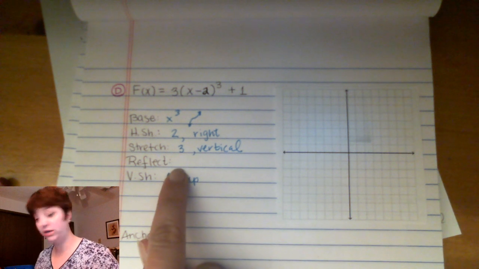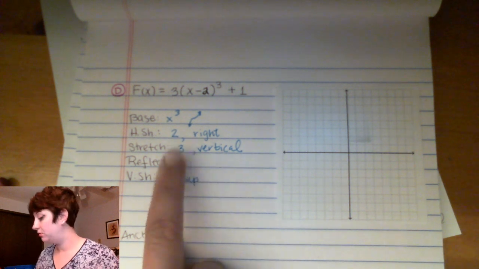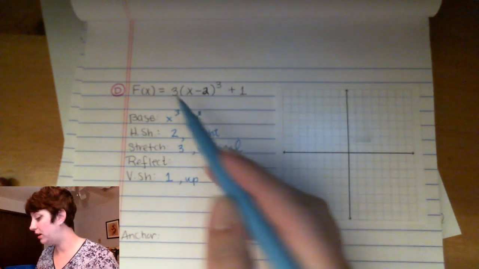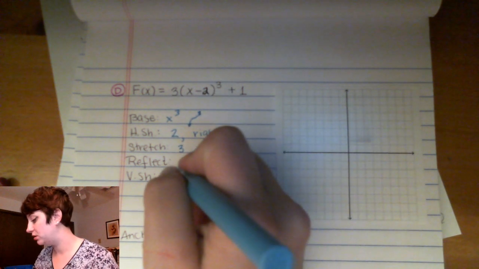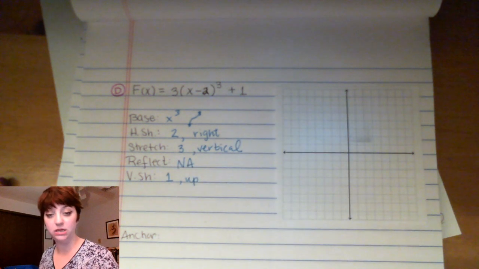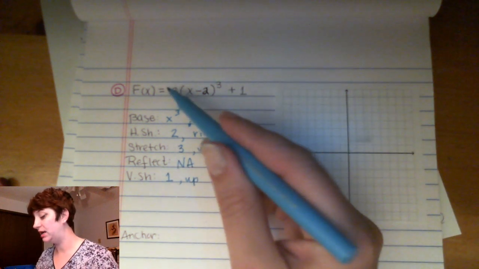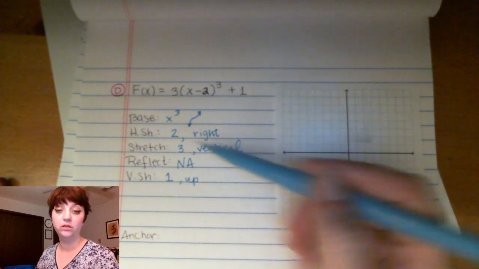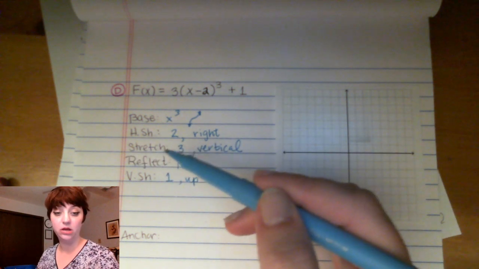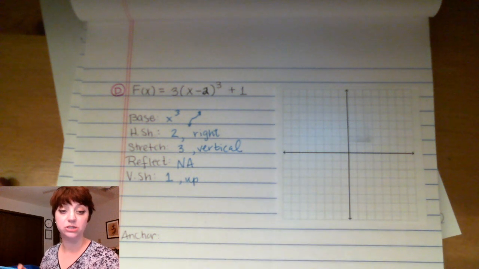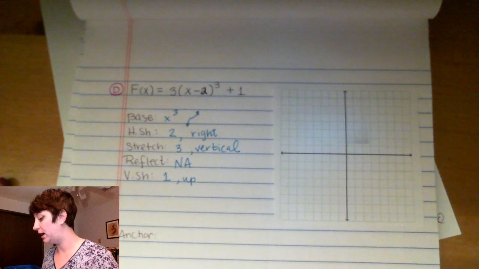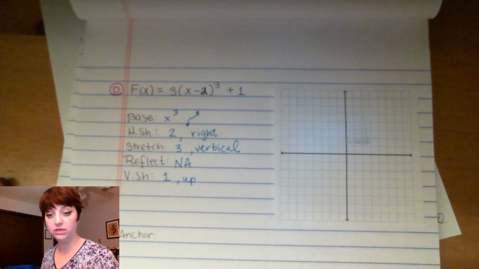Now reflections. Reflections are multiplying by negatives. So I do not have any negative multiplication here, so this is an A. If I had like a -3 here, I'd have a stretch and also reflection. The stretch is just like how much it grows by, the reflection is just the negative. Okay, so let's look at doing this step by step.